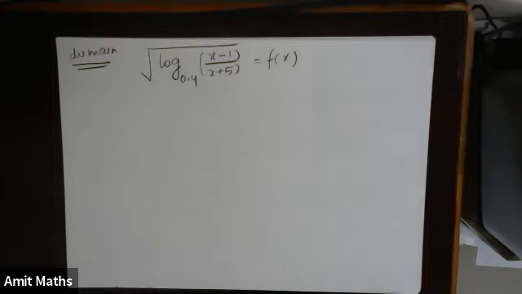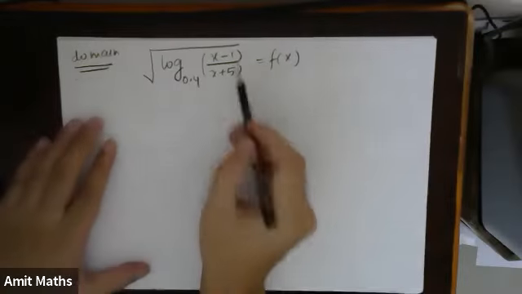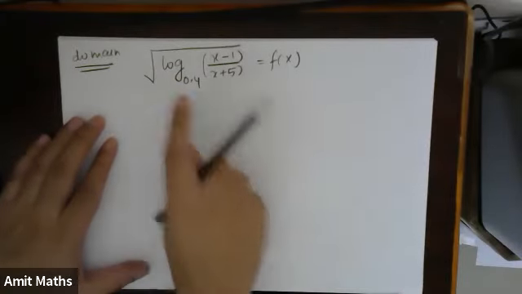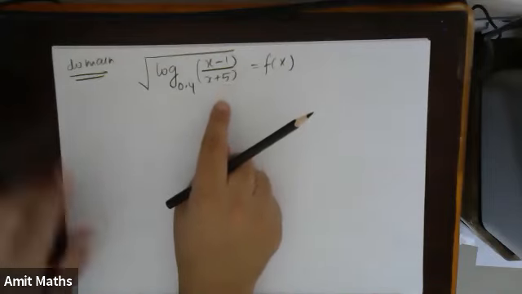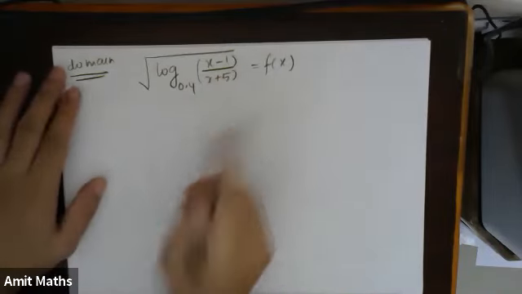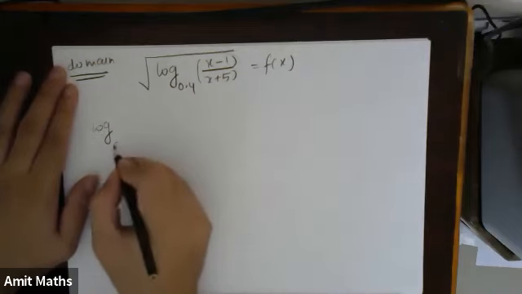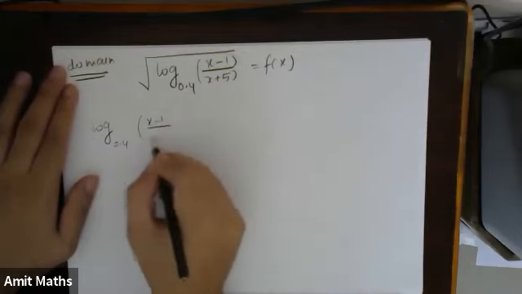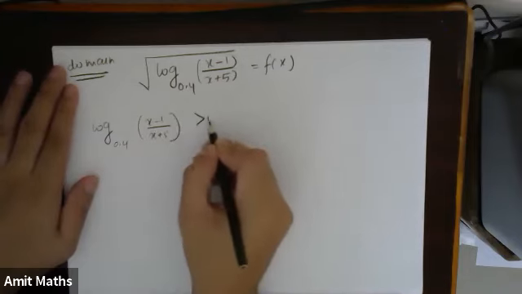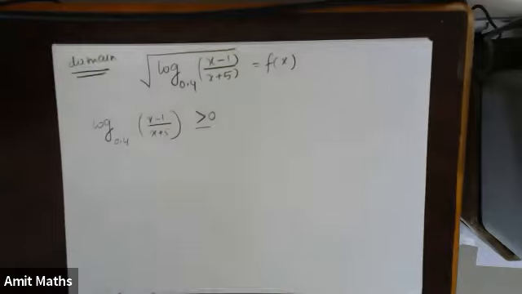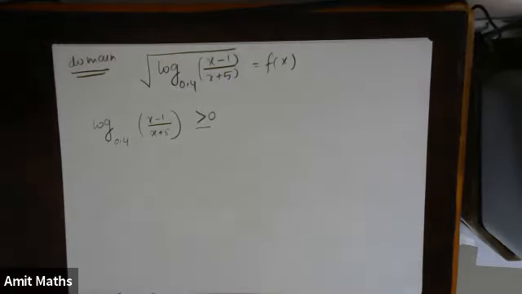Okay, so let's see. Basically what we have to do is, inside the root, whatever is given has to be greater than 0. This whole part is basically nothing but a log with weak base. That means log of 0.4 of (x minus 1) upon (x plus 5) should be greater than or equal to 0, sorry, greater than or equal to 0.